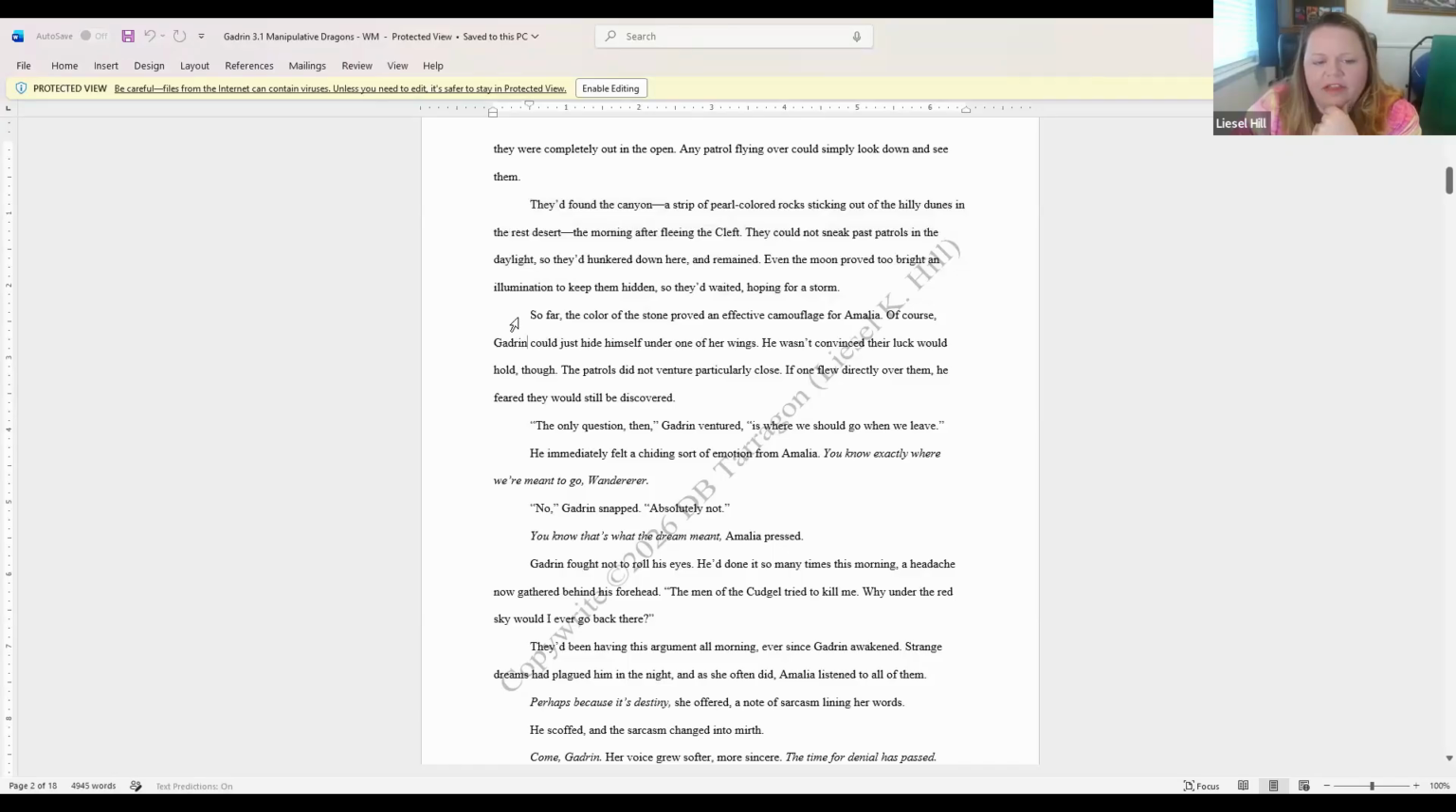And then we come down here and it says, "So far, the color of the stone proved an effective camouflage for Amalia," that's his dragon. "Of course, Gadrin could just hide himself under one of her wings. He wasn't convinced their luck would hold, though. The patrols did not venture particularly close. If one flew directly over them, he feared they would still be discovered." So you see how these are his thoughts, but they're not in the first person. They're just saying what he thinks, what he's thinking about, what he's worrying about in the scene.